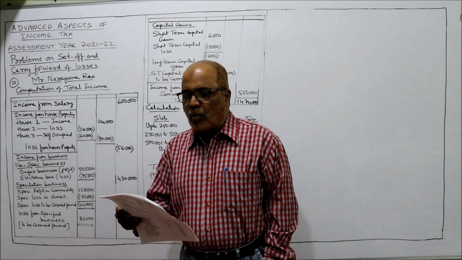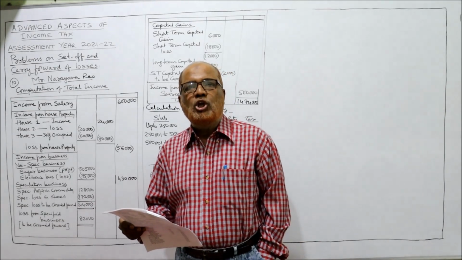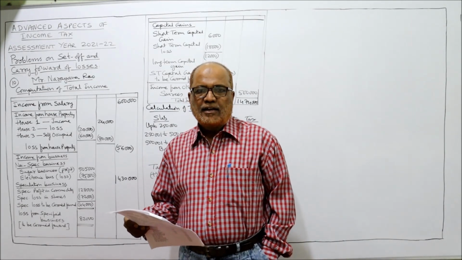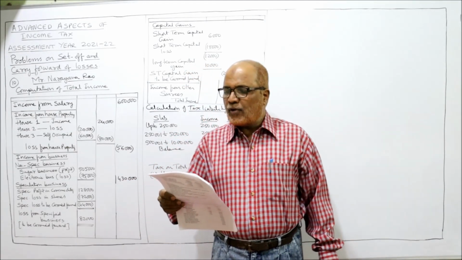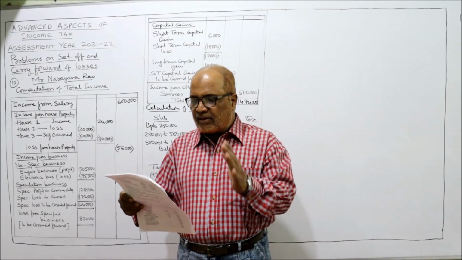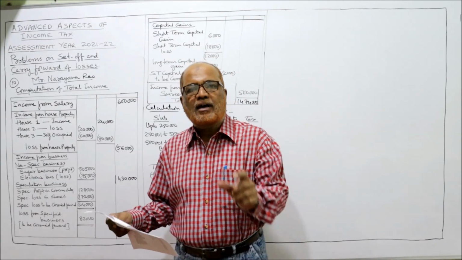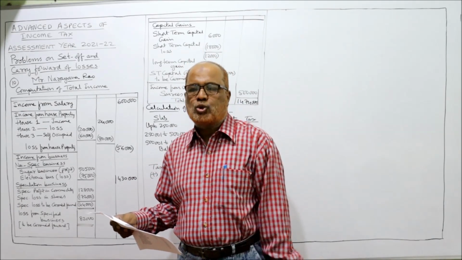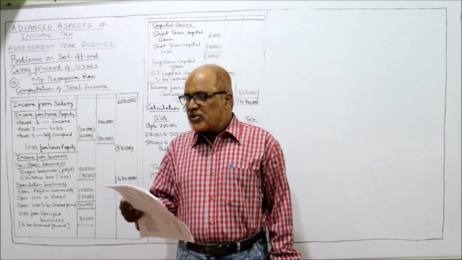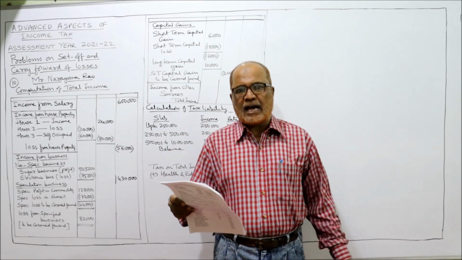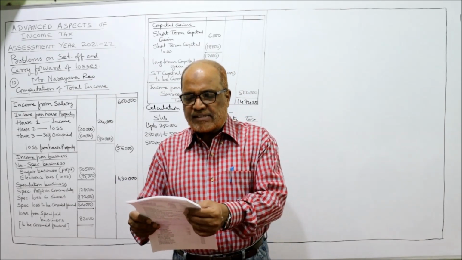Mr. Narayana Rao, age 31 years, that means non-senior citizen. The basic exemption limit is 2,50,000. Submitted the following particulars of income for the previous year relevant to the current assessment year. Our current assessment year is 21-22 and the previous year is 20-21. Compute his total income and tax liability as usual. Income from salary is given.